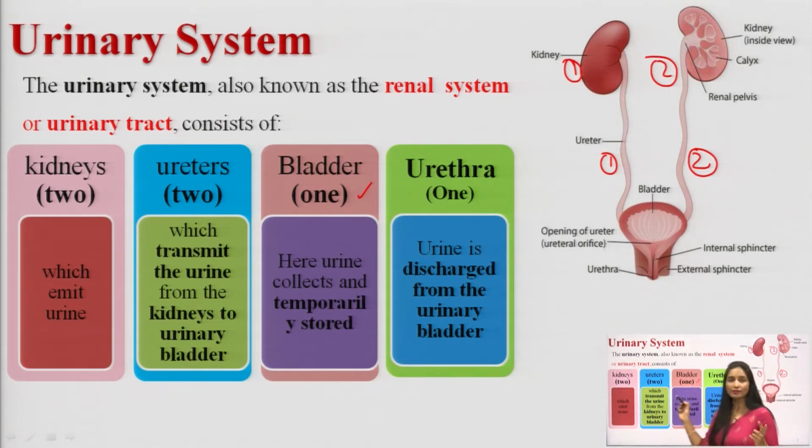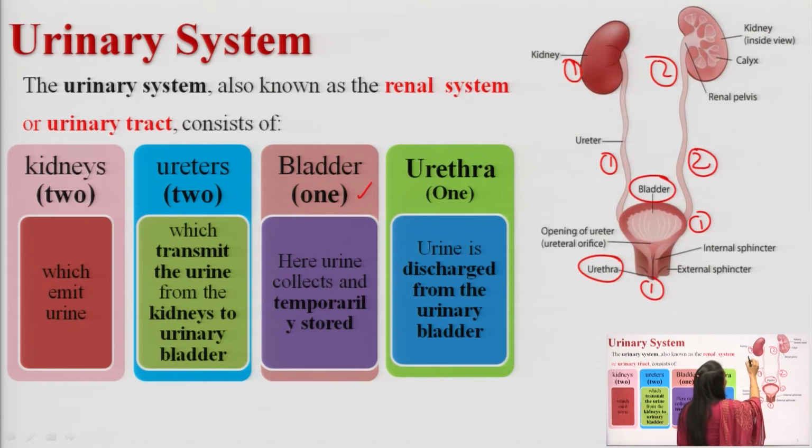How many bladders are present? Only one bladder, and one urethra. So, one urethra, one bladder, two kidneys and two ureters. If I am talking about the urinary system, it consists of two kidneys, two ureters, one bladder and one urethra.